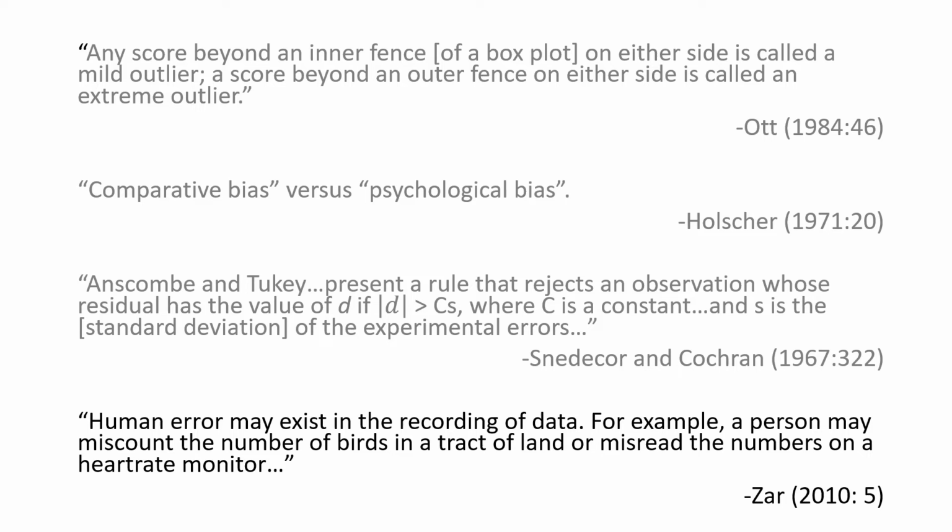But of the 4 books, the best discussion that relates to the topic at hand comes from Czar. And I love this quote. Human error may exist in the recording of data. For example, a person may miscount the number of birds in a tract of land or misread the numbers on a heart rate monitor. He even goes on to say, or a person might obtain correct data but record them in such a way, perhaps with poor handwriting, that a subsequent data analyst makes an error in reading them. This one really makes me chuckle. We shall assume that such errors have not occurred. But there are other aspects of accuracy that should be considered. And at least I'll give Czar the credit that he acknowledges that humans aren't perfect.